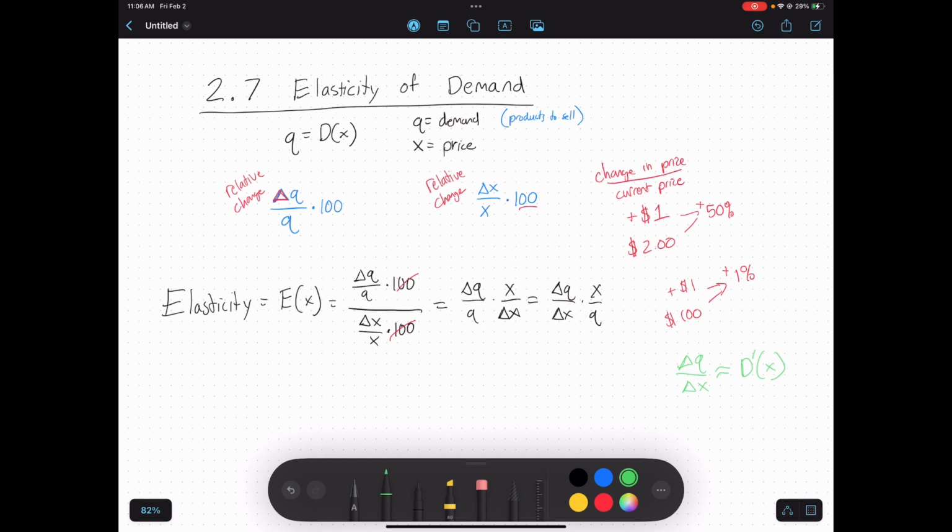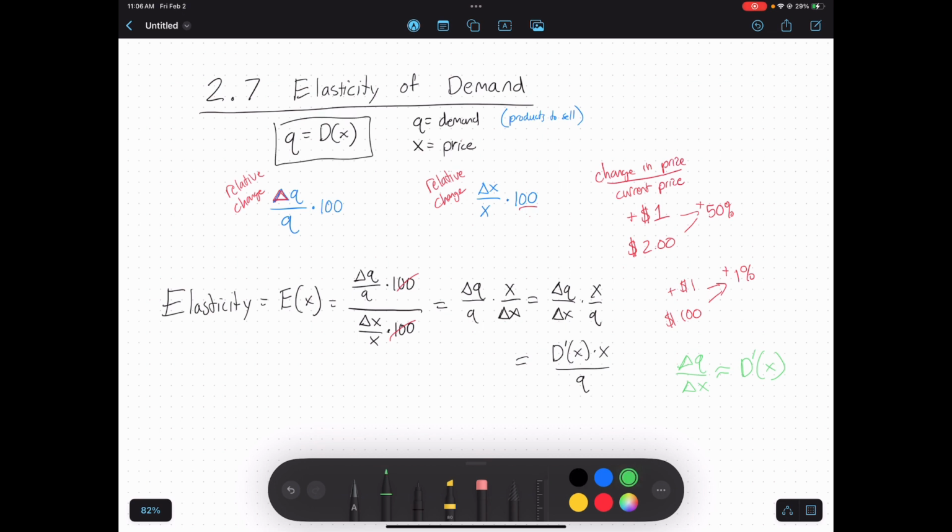I can use the derivative to approximate that average rate of change. So I end up with this, D prime of x times x over Q. Now there is one more piece to this elasticity equation, and to understand where this comes from, we have to understand how demand functions work.